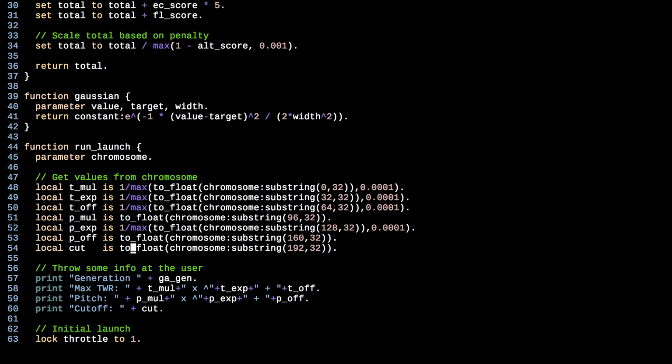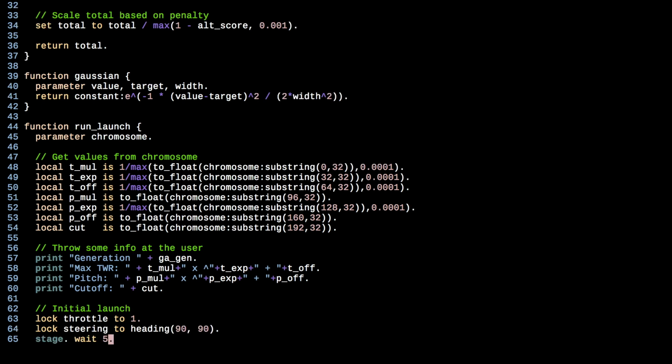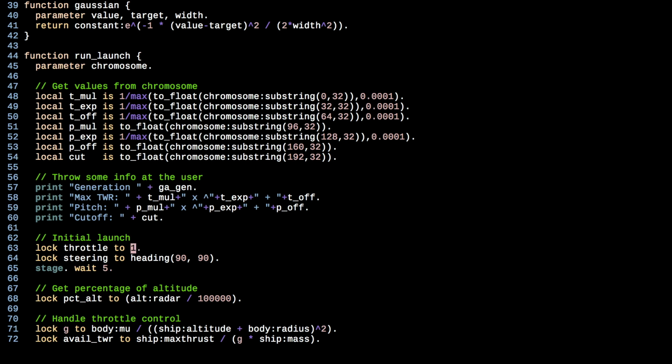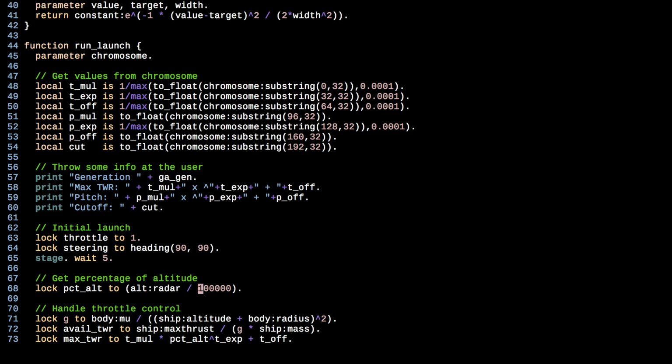We're basically just using this toFloat function that comes from the float library I wrote that turns these zeros and ones into a real number. We're going to print out that information to the console. Then we're going to go ahead and launch. We'll lock the throttle to 1, lock the steering to up, wait 5 seconds because we're not letting this thing control until we actually get out there. We're going to lock our percentage altitude to how close are we to 100 kilometers.